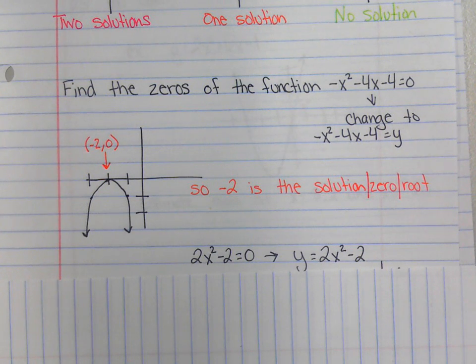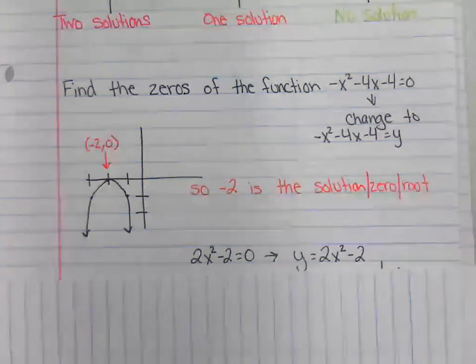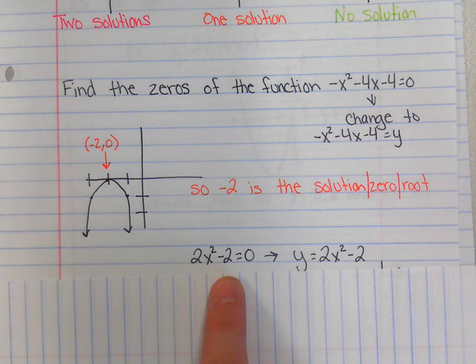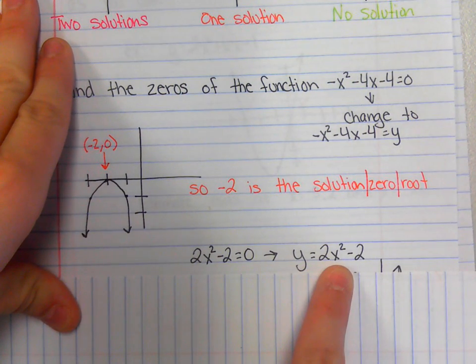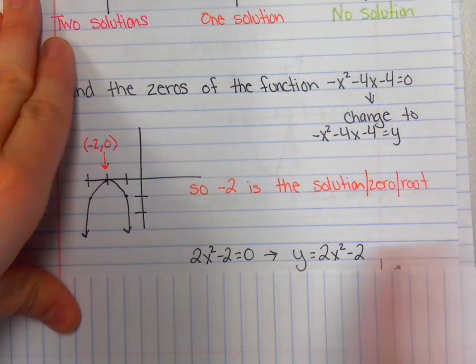All right, so I've got another example for you to try. 2x squared minus 2 equals 0. We're going to take the 0 and change it into y so that this becomes an equation. I want you to use your calculator to go ahead and graph it. So go ahead and pause the video, graph this on your calculator, and see if you can find your solutions.